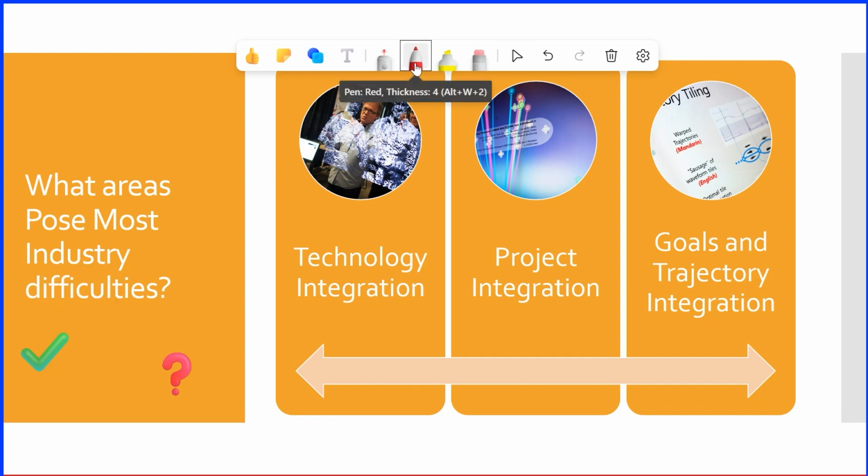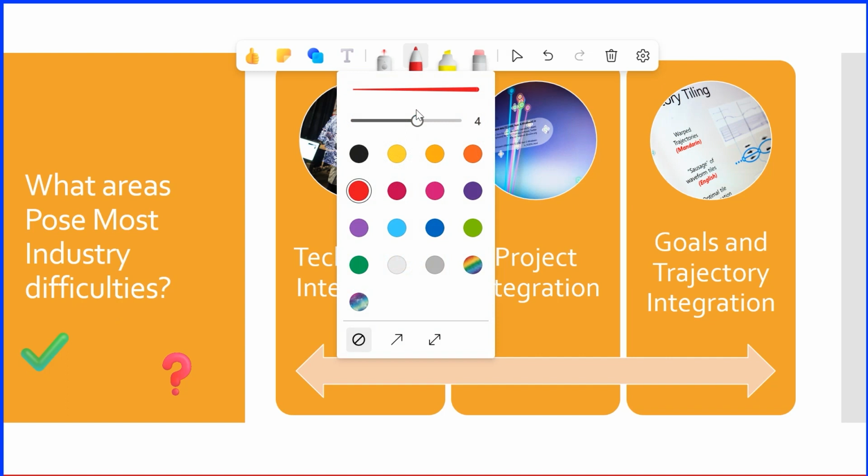Next, let's go ahead and ink. By selecting this pen, we can choose the thickness that we would like to ink in, and we can choose the color, maybe green, maybe rainbow, or my favorite, galaxy. We're going to go with green today.